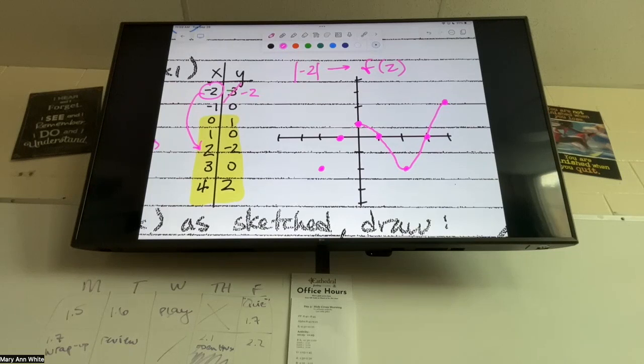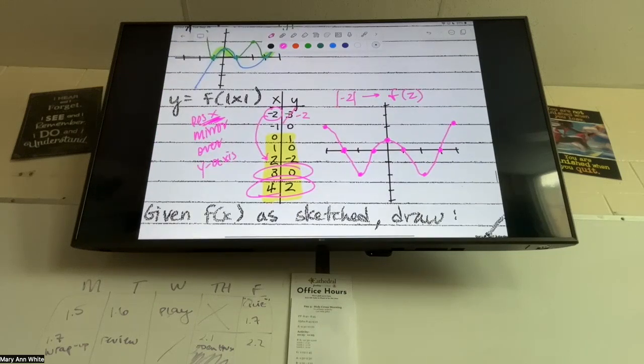That even though I don't have a -3 on my x's, I still am gonna go take that +3 value and graph it where the -3 is. So I'm gonna graph +3, 0 and -3, 0. And then last, I'm gonna graph that 4 as -4, 2. Okay. When we do the absolute values, it's a reflection of the positive x's over the y-axis.